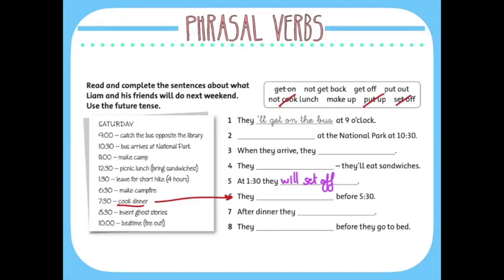Carla Gil. They will cook dinner before 5. But we used cook with lunch. They won't cook dinner before 5. Carla, ese verbo se ha utilizado ya. No puedes utilizarlo otra vez. Nobody knows. Nadie lo sabe. ¿Cuál sería?